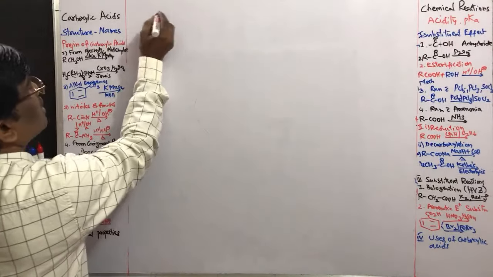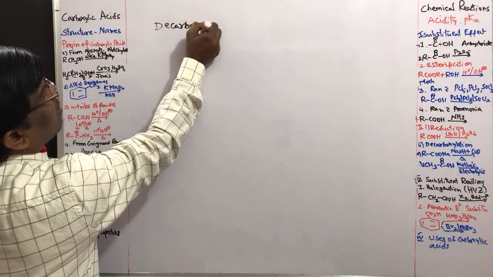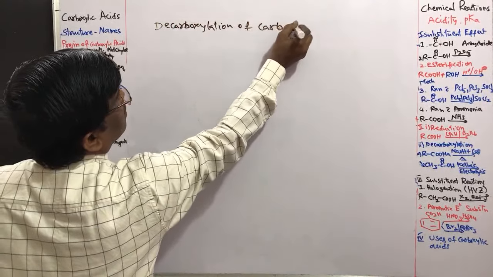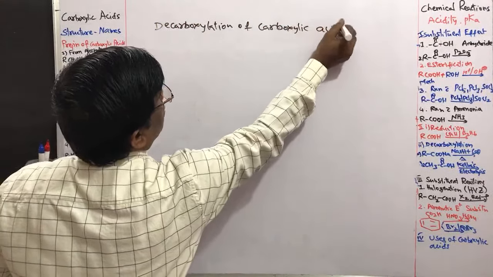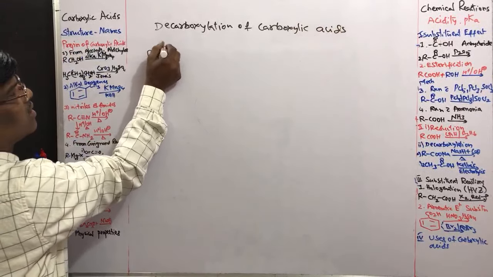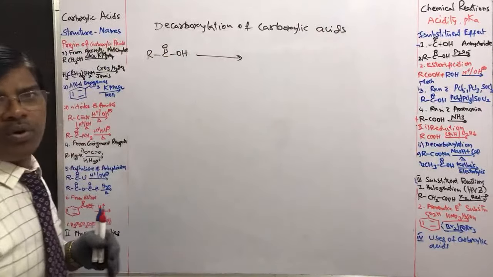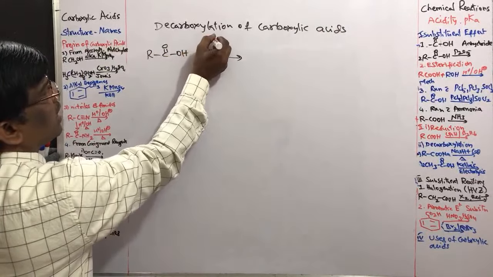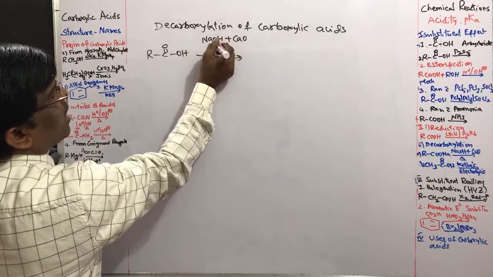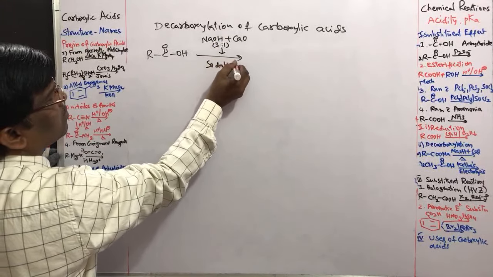Is decarboxylation. Decarboxylation of carboxylic acids. So when I treat acid with base or soda lime. Soda lime is a mixture of NaOH plus calcium oxide in a 3:1 ratio, known as soda lime.